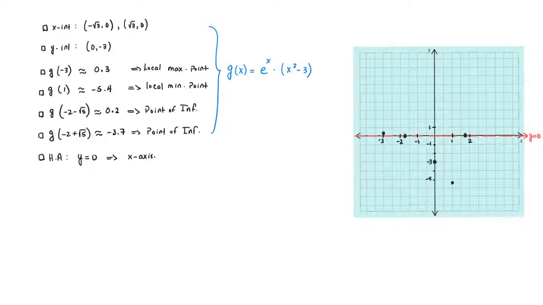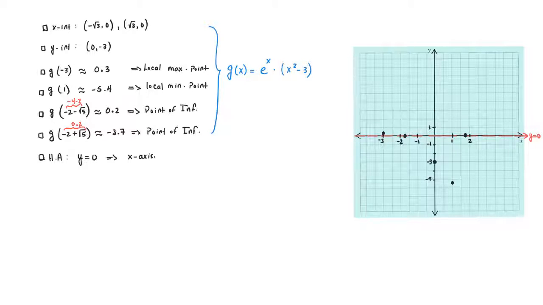Then we're going to go ahead and do g of negative 2 minus root 5. This is approximately 0.2. If you remember, negative 2 minus root 5, that was this value right here. This value right here was approximately negative 4.2. And this one right here was approximately 0.2. So I'm going to use those approximations to locate my point. Now these are points of inflection. As before, I'm going to draw them in red.